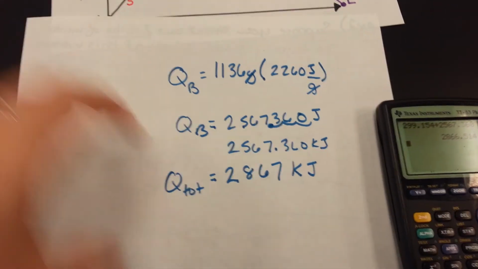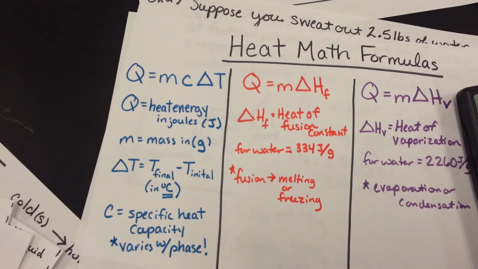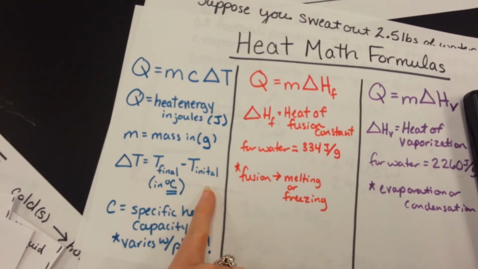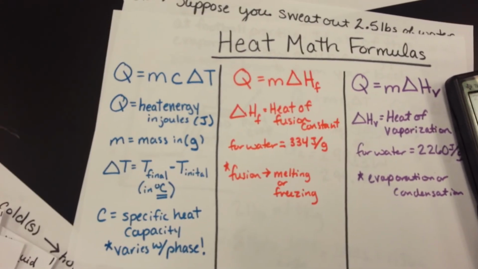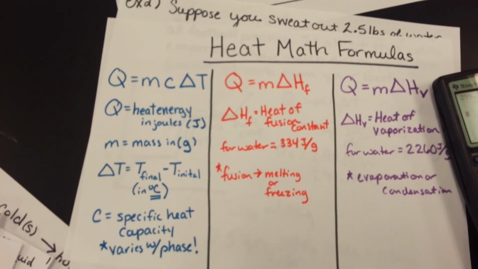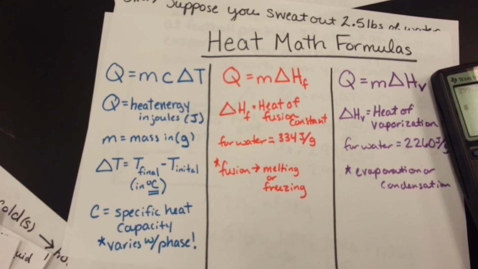Now, your questions can ask you to solve for any variable within our formulas. And please remember that ΔT is T final minus T initial. Some of your questions may ask you to solve for T final, so look for some extra help videos on that in the near future.